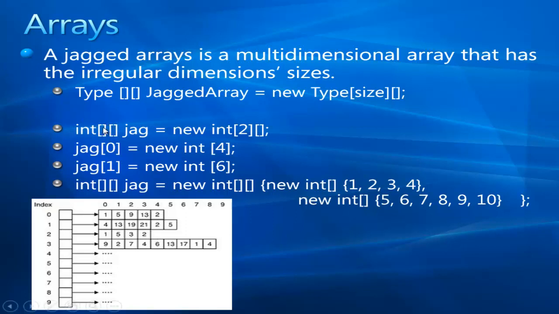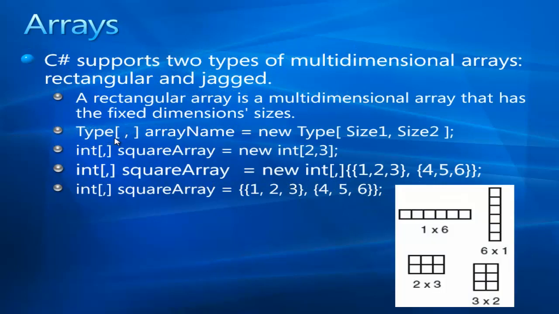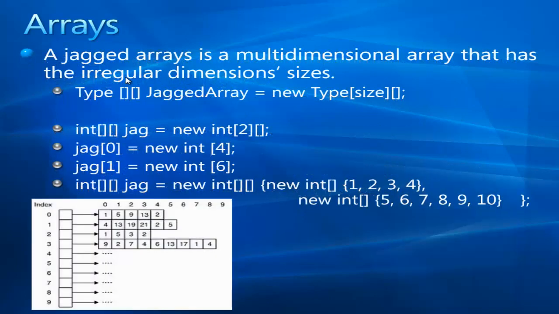In order to declare a jagged array, you have to have 2 separate square brackets. So, look at the difference between this and the previous declaration. In the previous declaration, the comma was there within the square bracket. So, this is going to create a rectangular array. Whereas, if you have separate square brackets, it is the jagged array. That means to say that it's an array of arrays. So, there is one array followed by the other array.